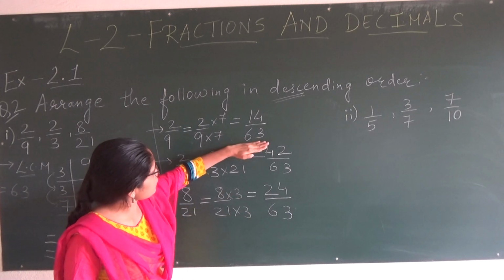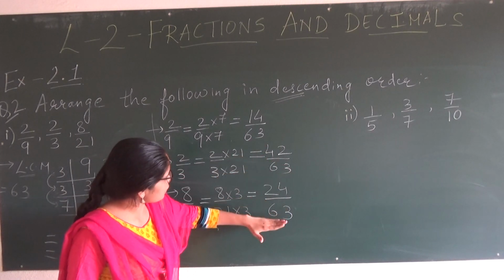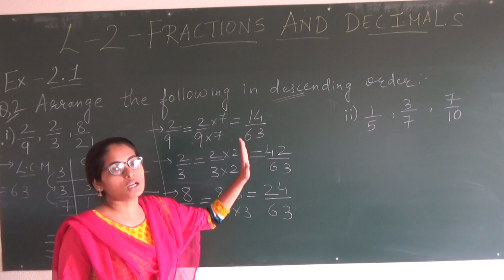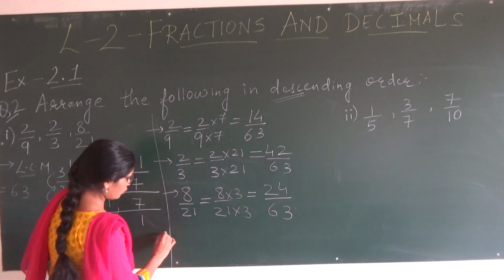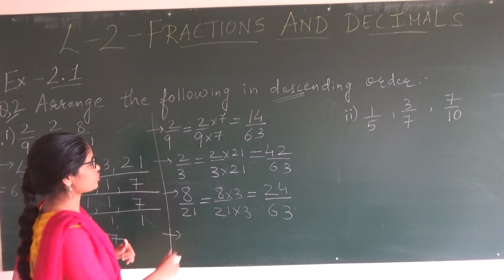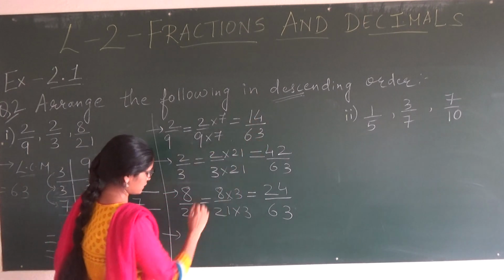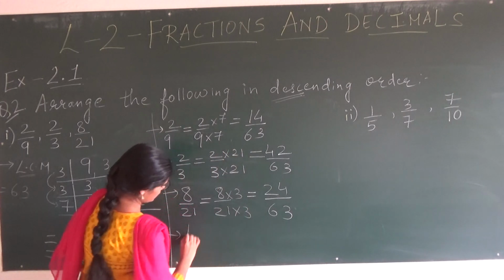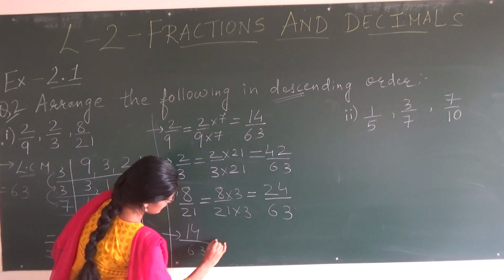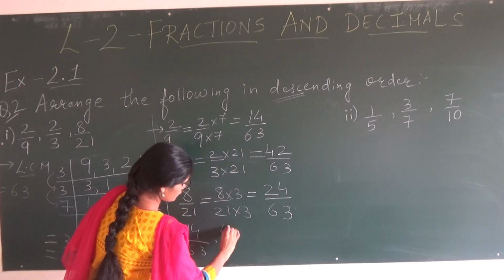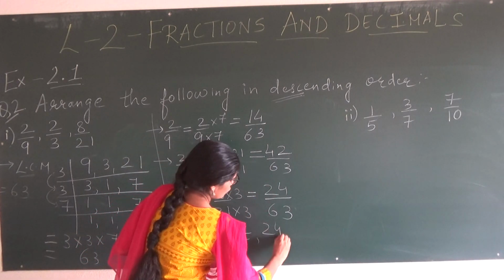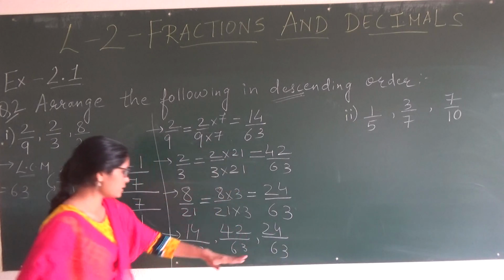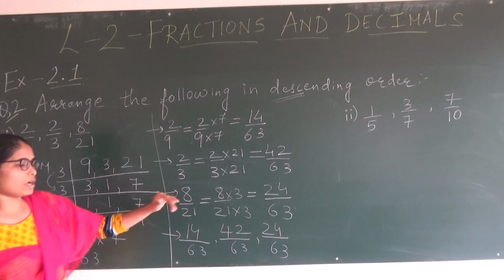Now see, the denominators are same, 63, 63 and 63. So now we can compare which one is greater and which one is smaller. So let us write over here. Our three fractions are 14 upon 63, second fraction is 42 upon 63 and third fraction is 24 upon 63. These are our three fractions after taking out LCM.